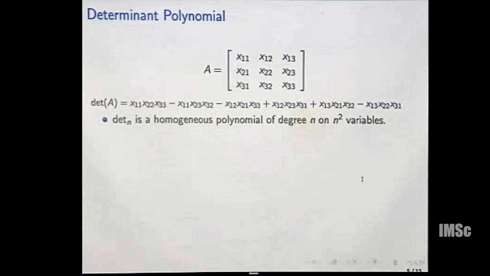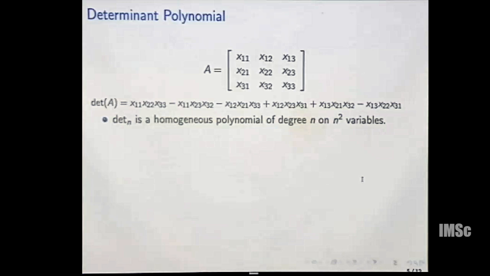So the determinant is actually now a polynomial in n squared variables because it's an n cross n matrix. This polynomial has degree n, right? Because from every row you are picking one element and from every column you are picking exactly one element in the determinant. And it has a lot of monomials, and this polynomial is homogeneous, meaning that every monomial has degree exactly n, because every monomial is found by picking exactly one element from each row and each column, right? So it's a homogeneous polynomial.